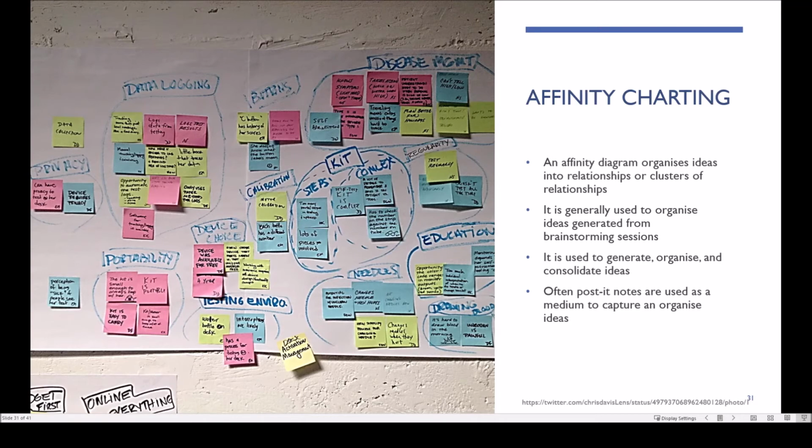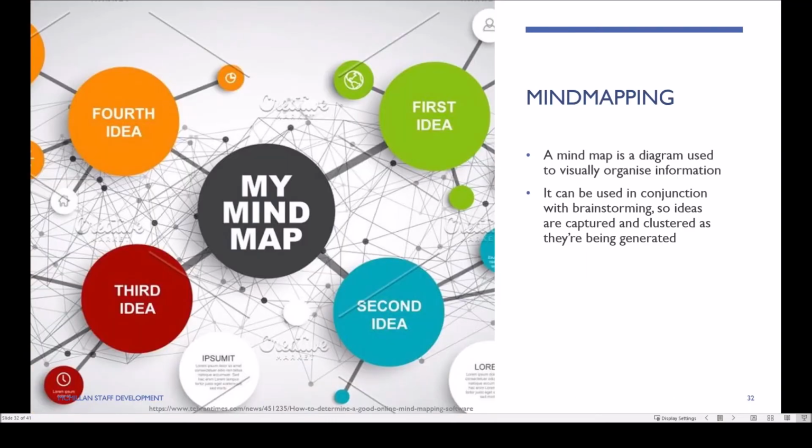Again, the writing on the post-it notes is divergent. The clustering together is the first step of the convergent, and then when we do the second step, the analysis part, we're looking at a cluster of ideas rather than each idea individually. So affinity charting is a terrific technique when trying to think about both divergent and convergent thinking.